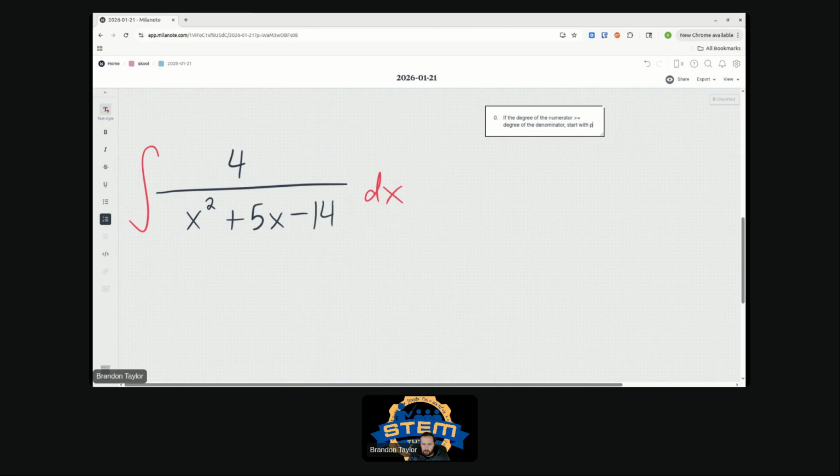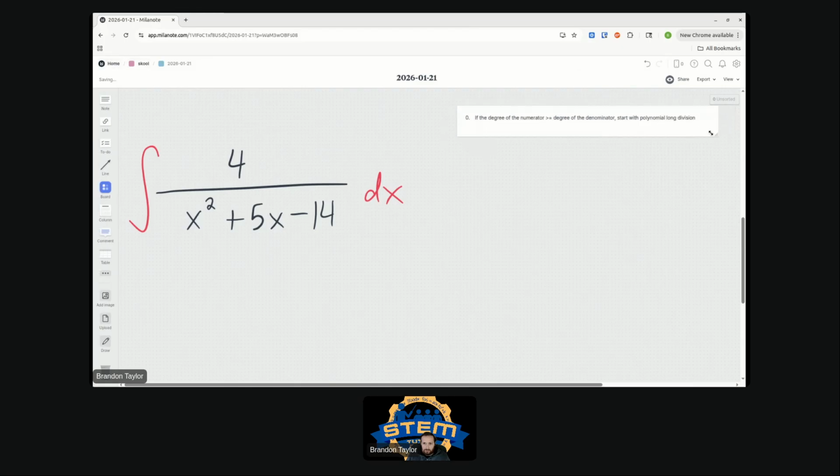start with polynomial long division, which is a separate technique, arguably. There are some integrals that can be solved just with polynomial long division. You don't even do the partial fraction decomposition. But anyway, that process of polynomial long division is basically, in the context of this problem, a way to force the degree of the numerator to be less than. So that's really what we want.